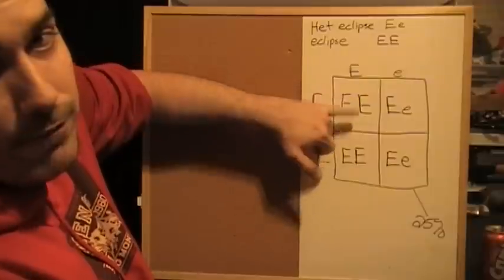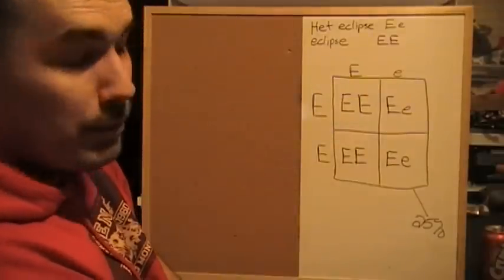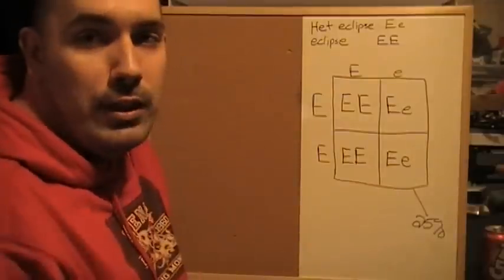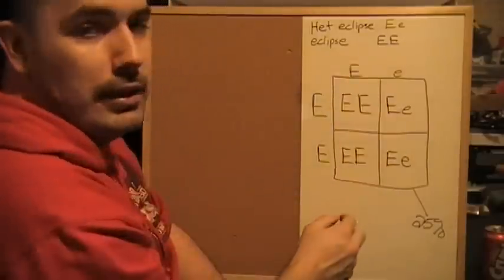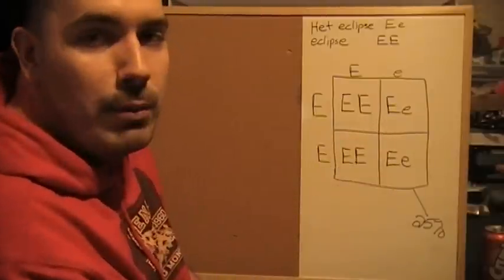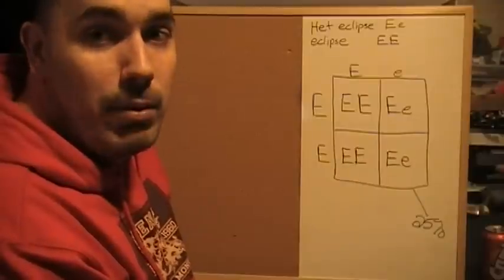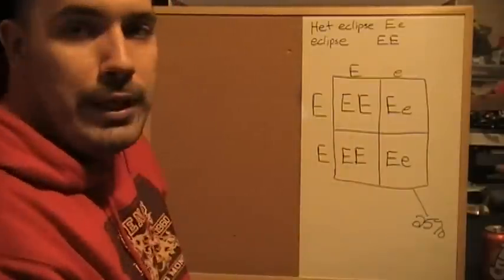So here, 50% of your animals should be eclipse and 50% are going to be het. And you know they're going to be het because everyone's got a capital E. Everyone's got at least one copy of that gene. That's what you've got to remember, and that's the important part. You've got to know what you're breeding.